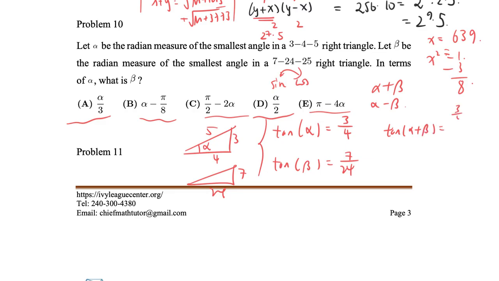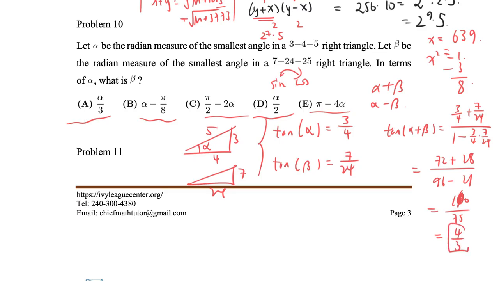That is just going to be their sum over 1 minus their product. And so here, you can multiply everything by 96. So that would be 72 plus 28 over 96 minus 21. And that is equal to 100 over 75, oh sorry, this is 100, my bad. So 4 over 3. So tangent of alpha plus beta is 4 over 3.